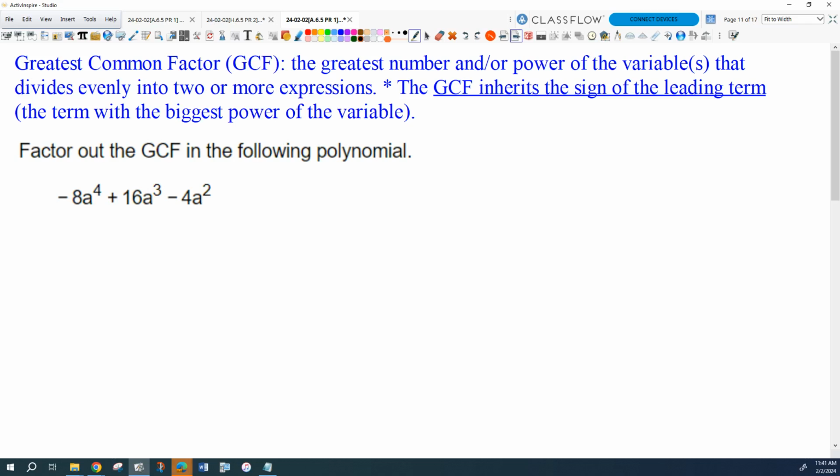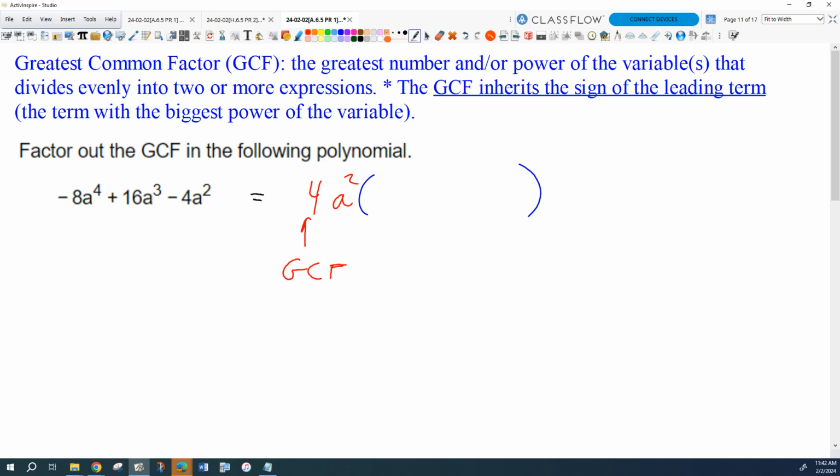So what about one like this? Now, this is not a very hard one. Let's write this as a product. I want the GCF out front, and I want everything else there. What about the power of a? Because I'm going to include an a, aren't I? A squared, my GCF would include an a squared. What about the number? 4.